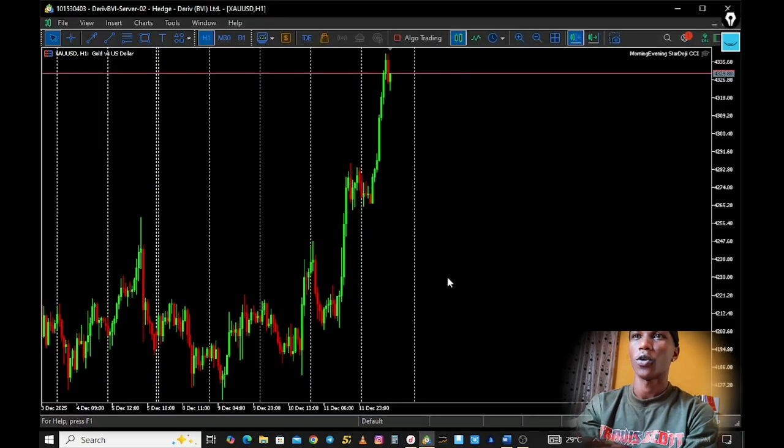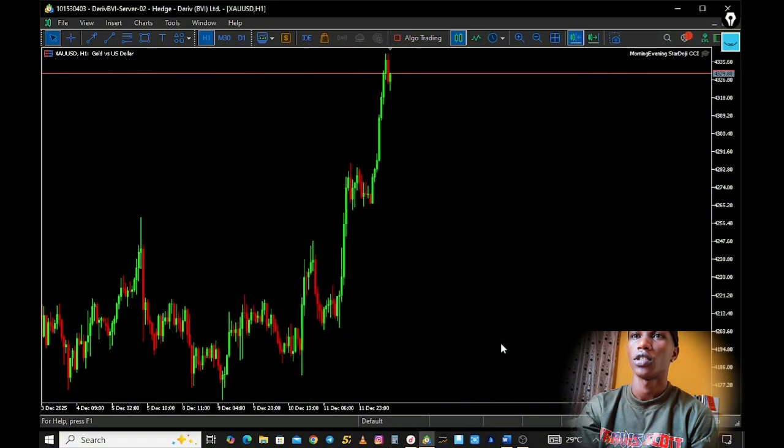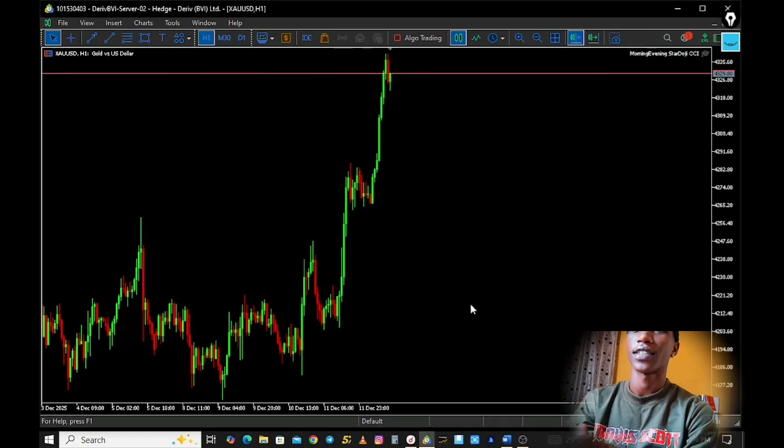Let me first clear off all these things on the chart. Let me first take out all these period separators. F8, show period separators. Okay, remove these ones. Tap OK. So this is the clean chart.